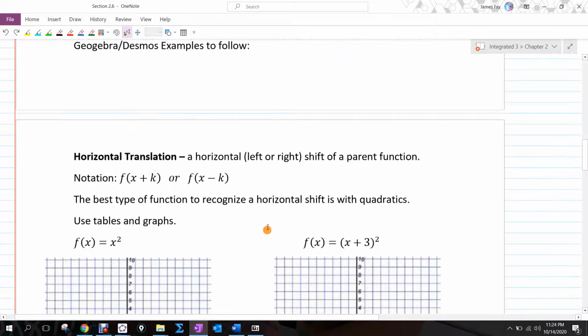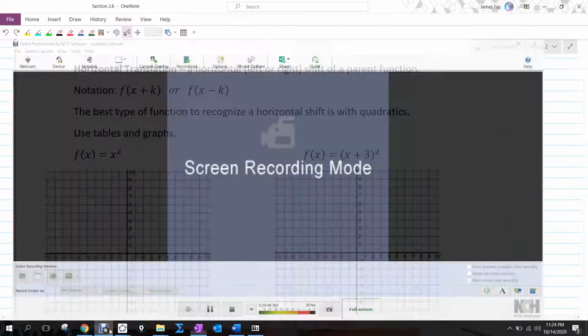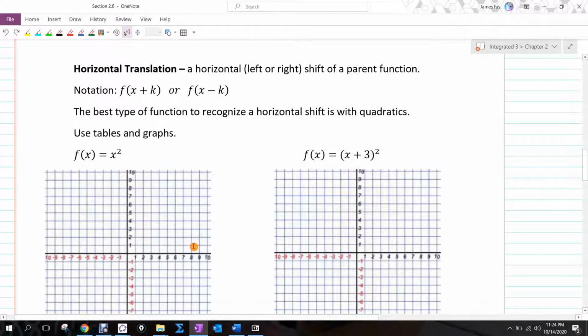Okay. Now the other type of translation that we have is horizontal. So horizontal translations are hard to see with lines. So I'm not going to deal with lines right now with you. We're going to jump straight into working with quadratics. But what a horizontal translation is, same definition: it's a horizontal, which is left or right, shift of a parent function.